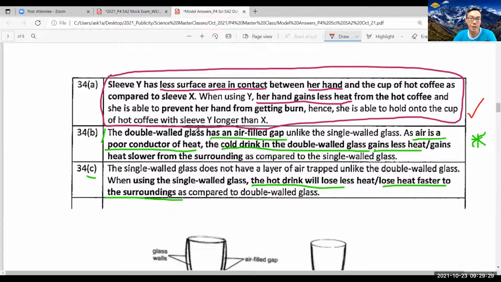The double wall glass has an air-filled gap, unlike the single wall glass, as air is a poor conductor of heat. So this is a concept, it's a fact. The cold drink in the double wall glass gains less heat, or you can say gains heat slower. Both are acceptable. I prefer students to use gain heat slower from the surroundings as compared to the single wall glass, because in an experiment you must compare the time lapse, so you gain heat slower.